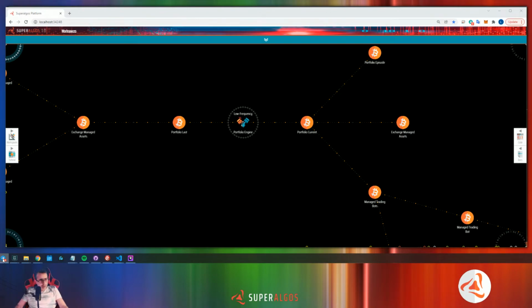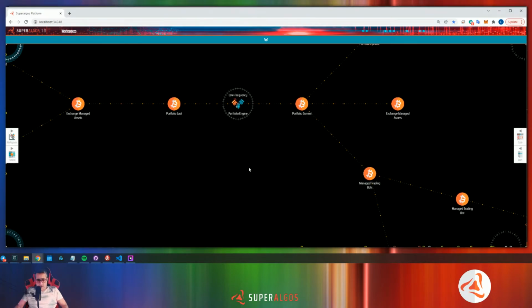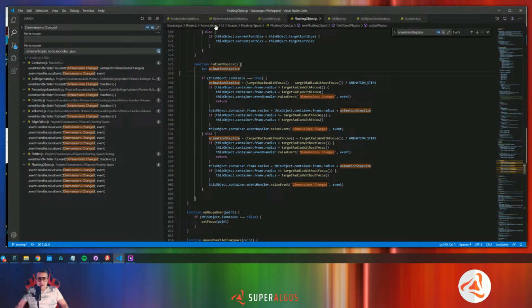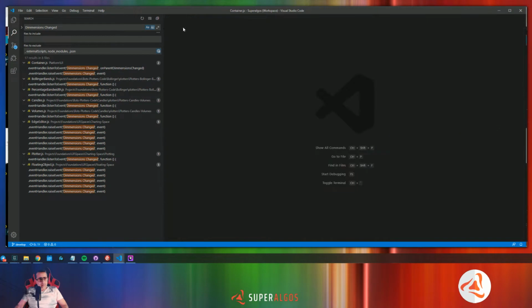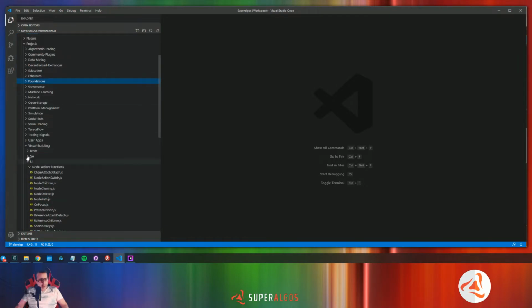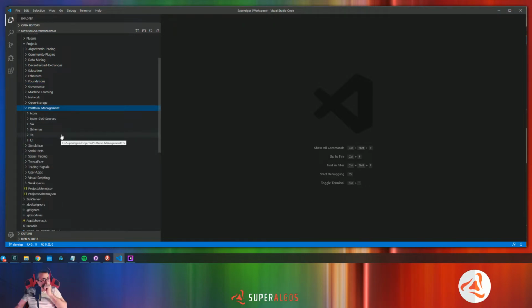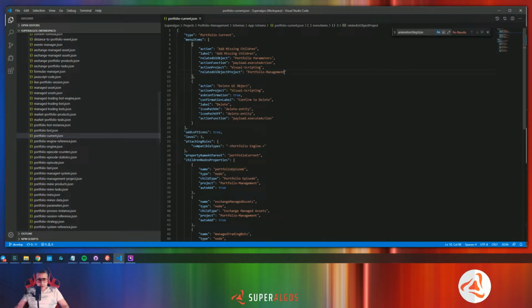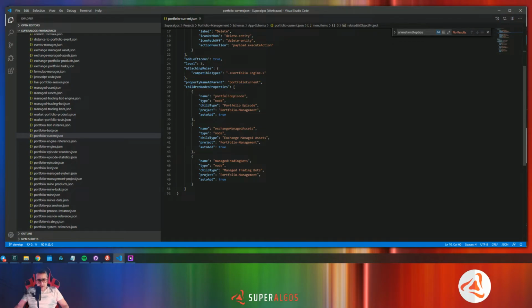So yeah. Okay. So let me make these two fixes. I'm going to move this. So I need portfolio current. I'm going to use this project here, clean it a little bit. And we are going to look for Portfolio Manager, Portfolio Management, Schemas, and Portfolio Current, this guy. So this guy has Manage Trading Bots, which should be a child of Portfolio Engine.